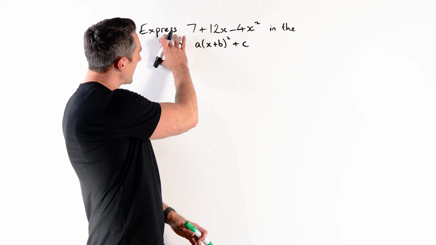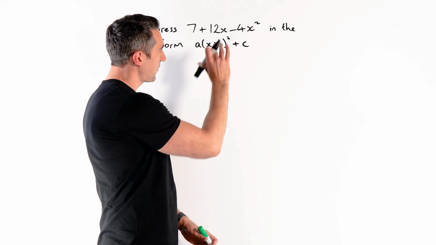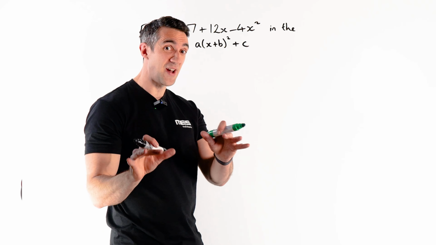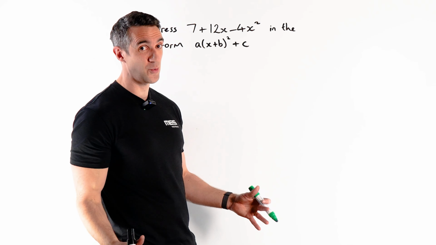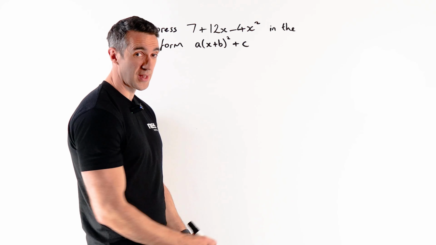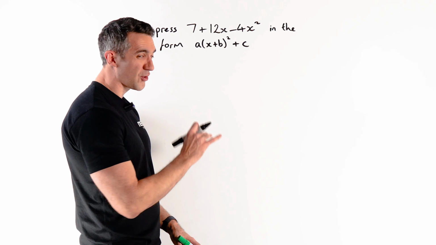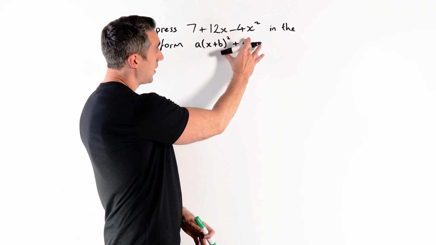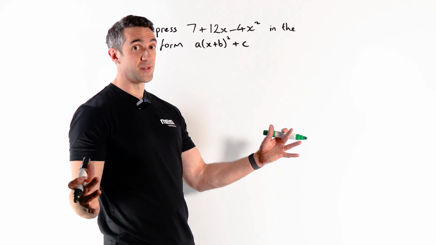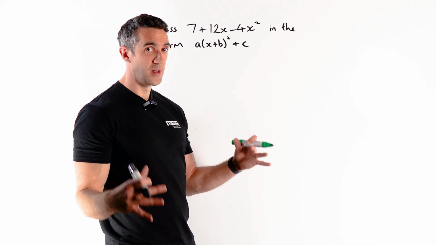So we've got: express 7 plus 12x minus 4x squared in the form a(x plus b) squared plus c. Now remember, they will never actually use the phrase completing the square. It's just something we call it. They won't actually use that wording. This is the wording that we'd see in our exam. So here we've got our difficult version where our x squared coefficient is not 1 and it's also negative. These are ones that we see the most common mistakes on from students.